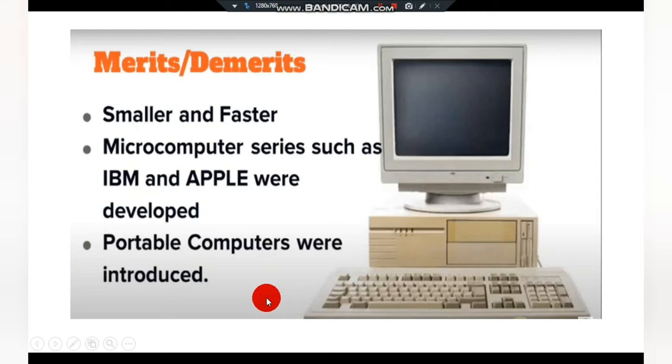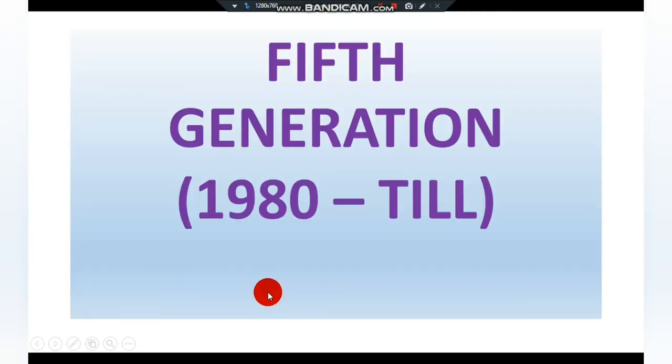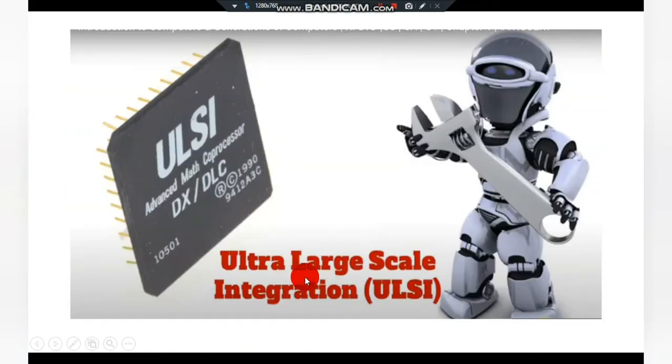Okay, now we move to the next one, that is the fifth generation of computers. The period of this generation is 1982 till now. We are still using fifth generation computers, and some of them are also using fourth generation computers. In this fifth generation, the circuit used is ultra large scale integration, that is ULSI. Ultra large scale integration is the circuit used in these fifth generation computers.